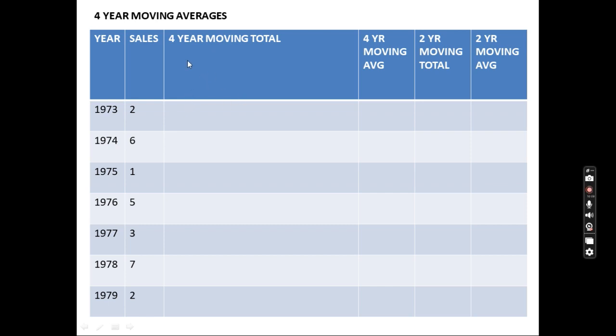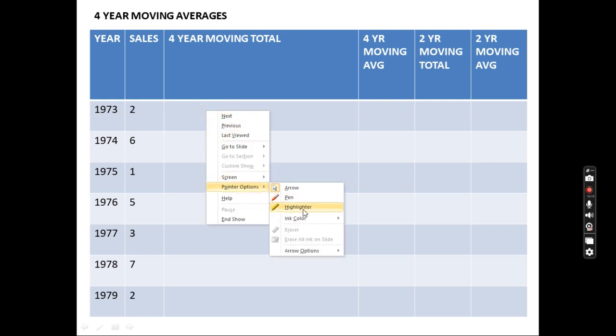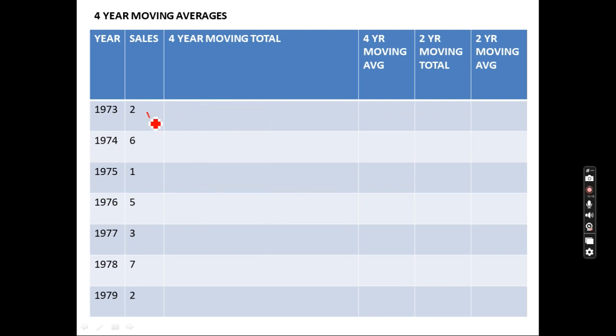Now first we have to do the 4-year moving totals for this problem. So I'm taking the pen option. 1, 2, 3, 4. So we have to add. After adding, which is the middle year? We are not getting any middle year. The middle is in between 74 and 75. So exactly here you write 2 plus 6 plus 1 plus 5. Okay. Next, leave 1 year and add the next 4 years. Which is the middle year? Here. So we are not getting exact years.